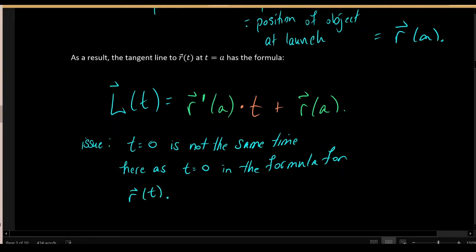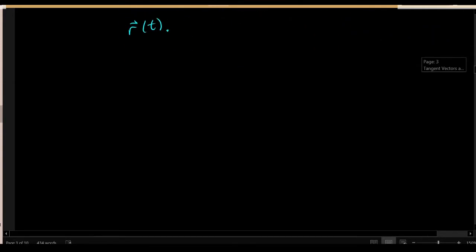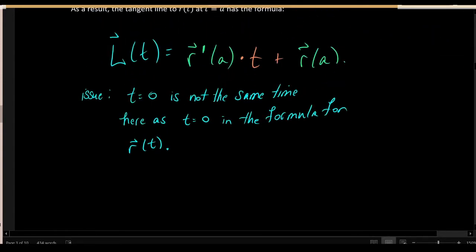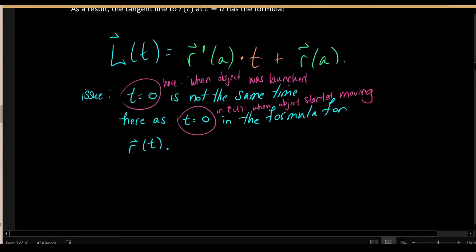T equals 0 in this formula for L of t refers to the moment when the object was released from the track, the moment when the string was broken. Whereas t equals 0 in the formula for r of t refers to the initial time when the object basically started moving, which is generally speaking bad form. You shouldn't have the same variable t referring to two different quantities in the same problem.